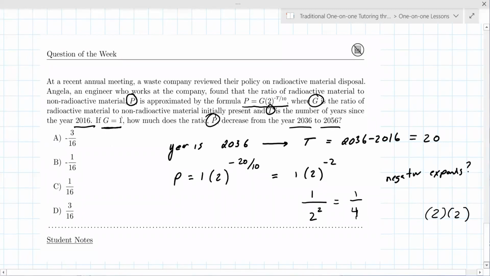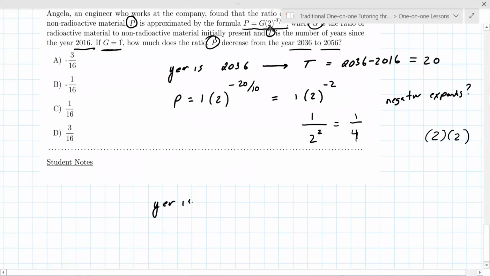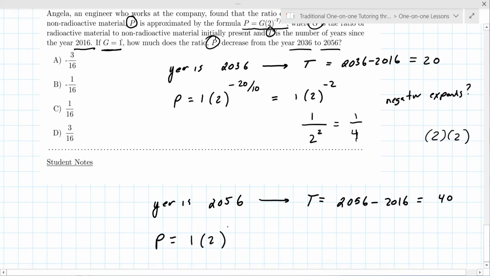Okay, so now we're going to repeat here. We're going to do it for the year is 2056. So T is 2056 minus 2016. 40. 40. And so P is our formula again, it's G, which is 1, 2 to the power of minus 40 over 10, which is 1 times 2 to the minus 4 power, because 40 divided by 10 is 4. And so you flip this number, so it's 1 over 2 to the power of 4.